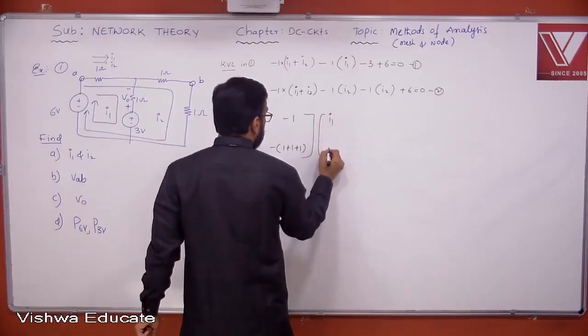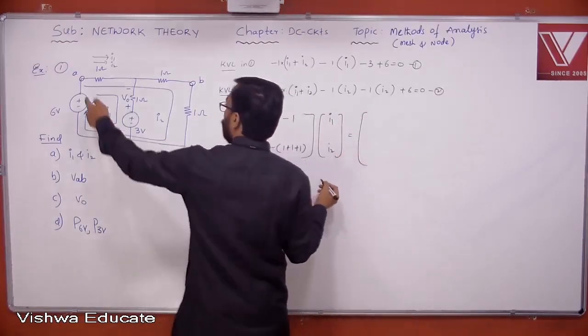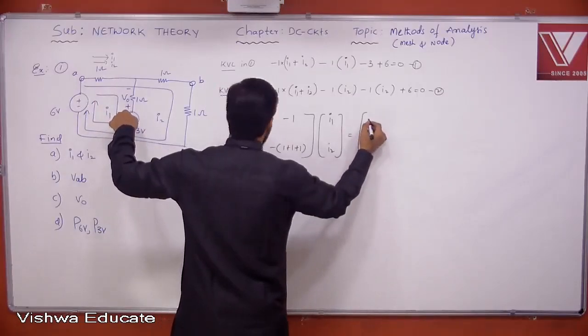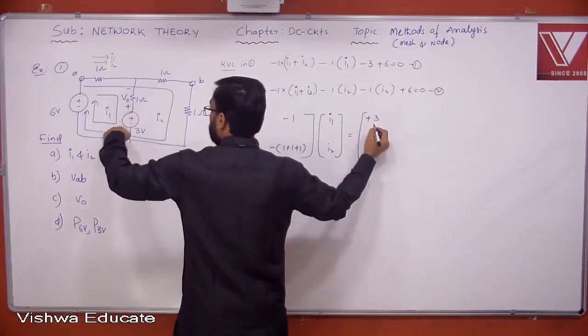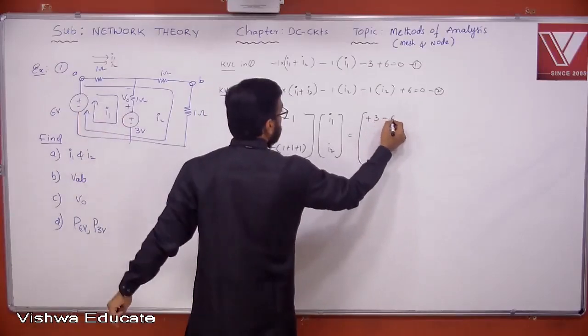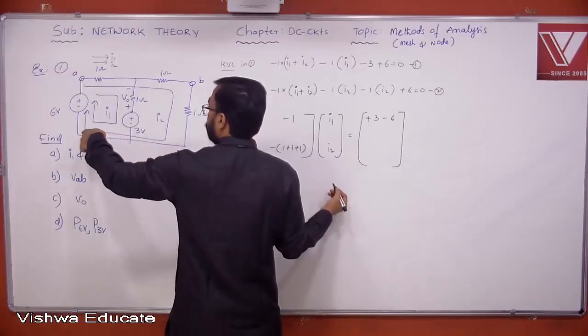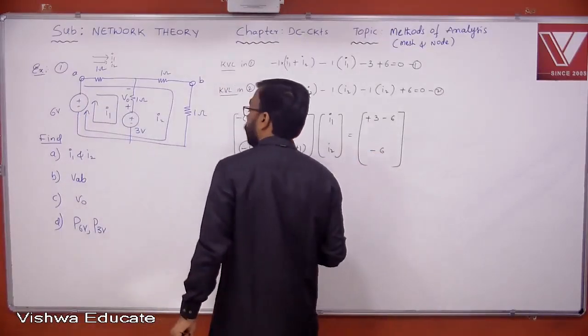Into I1, I2 is equal to energy sources in the first loop. There are two energy sources. Touching positive sign first, plus 3. Touching negative sign first, minus 6. Now here, it is touching negative sign first, minus 6. You understand, all of you?